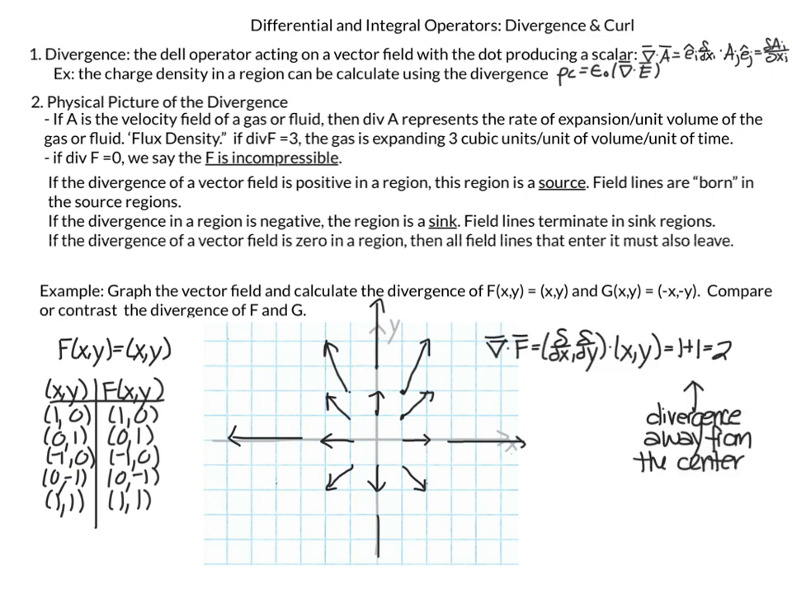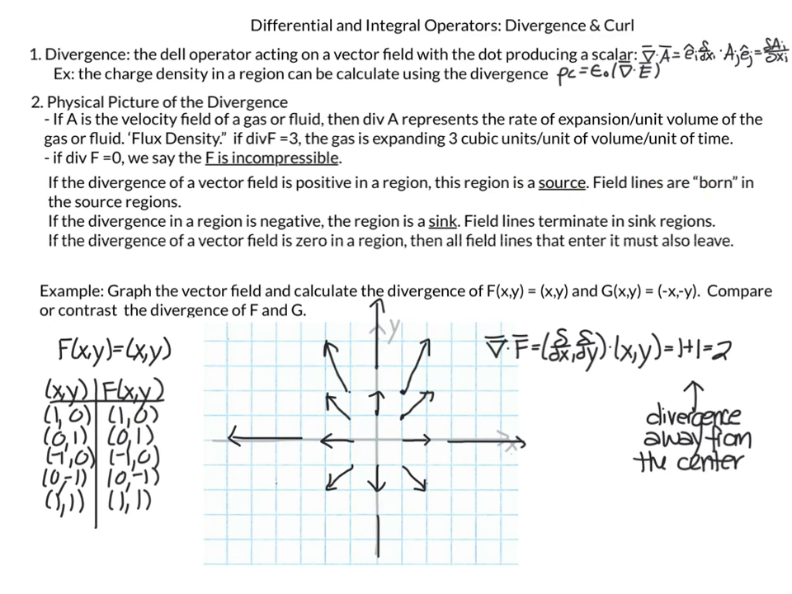I can now calculate my divergence, so <d/dx, d/dy> dotted with <x, y>. The partial derivative with respect to x is 1, the partial derivative with respect to y is 1, so 2 is my divergence. And since this is a positive divergence, this region is a source, and field lines are born in the source.